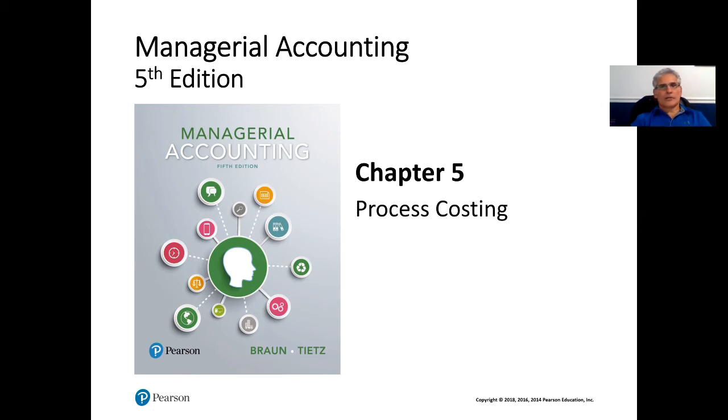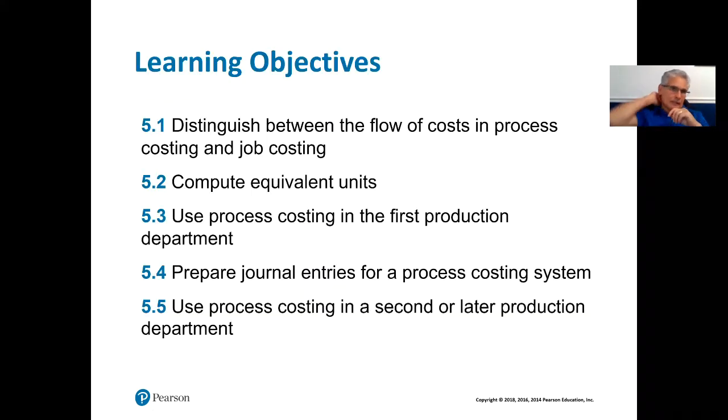Okay, so let's get started on Chapter 5, Process Costing. The objectives are going to be 5.1, distinguish between the flow of costs in process costing and job costing. 5.2, compute equivalent units. 5.3, use process costing in the first production department. 5.4, prepare journal entries for a process costing system. 5.5, use process costing in a second or later production department.